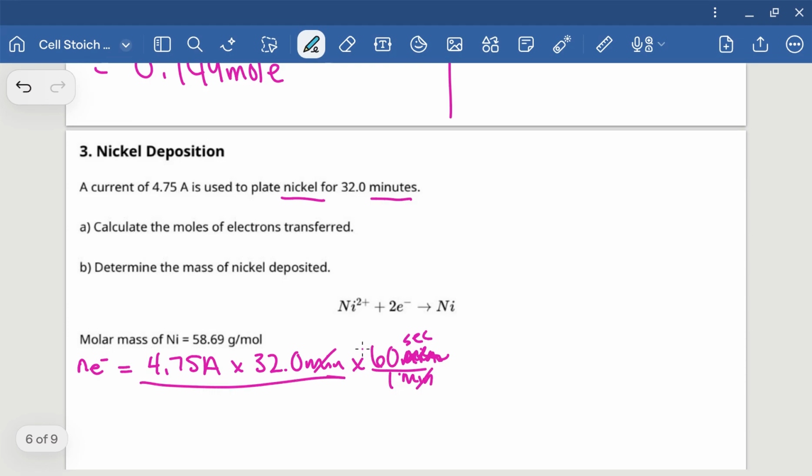Minutes cancel. This is all divided by Faraday's constant, 96485 coulombs per mole of electrons. Again, remember that you don't need to memorize that number. It is in your data booklet. And once you plug this into your calculator, you should get 0.0945 moles of electrons.